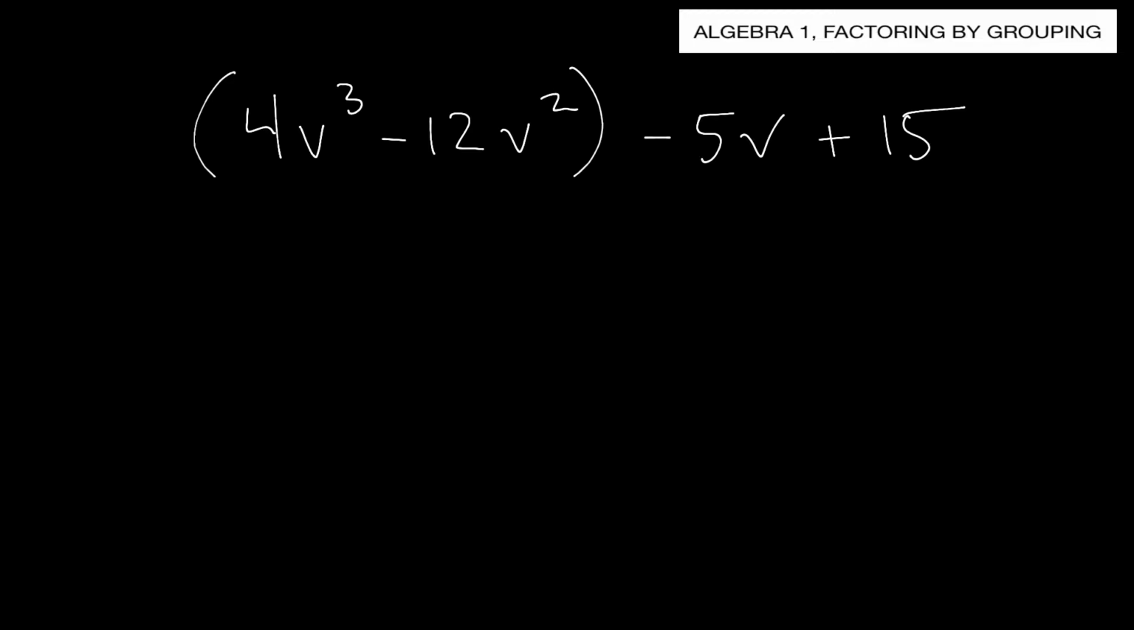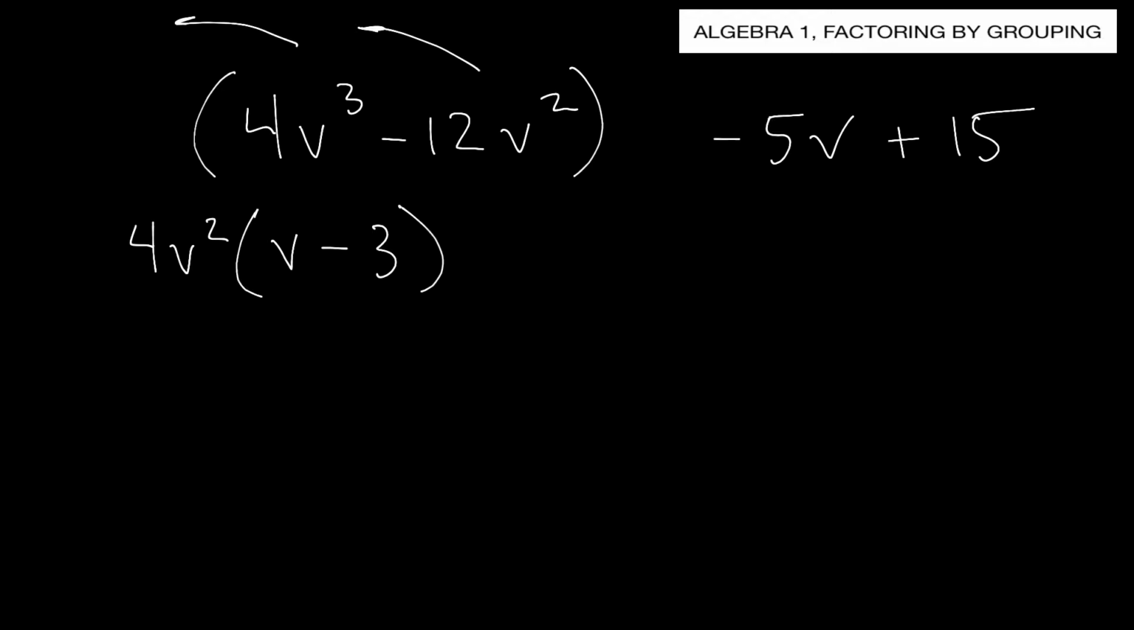Now, 4v cubed minus 12v squared. What can I factor out of this? It looks like that's going to be a 4v squared. When I factor out 4v squared, that leaves me v minus 3, because 4v squared times v gives me 4v cubed, and 4v squared times negative 3 gives me negative 12v squared. Now the reason why I'm moving this aside a little bit is because I'm going to go ahead and throw a plus sign here.